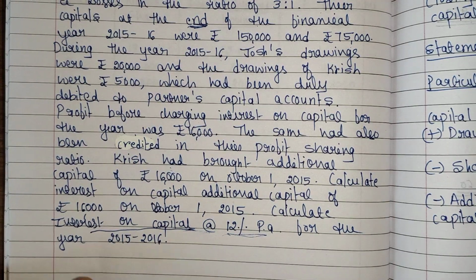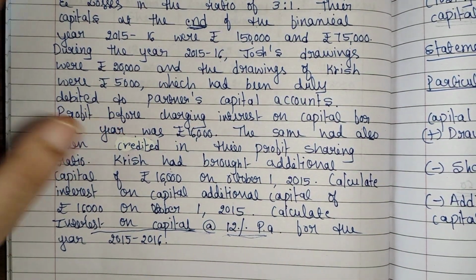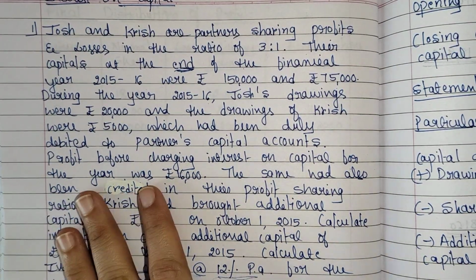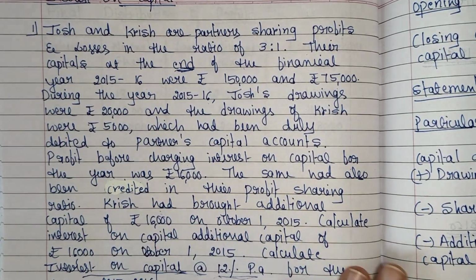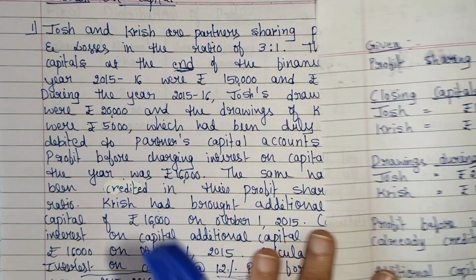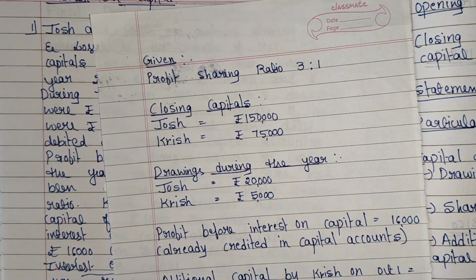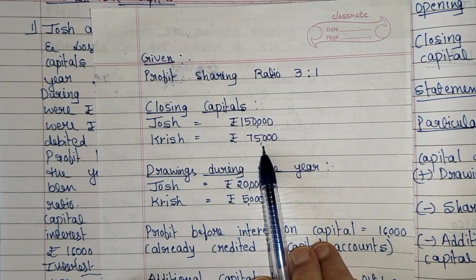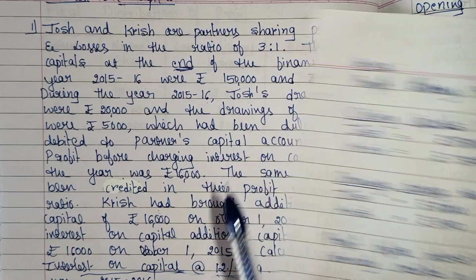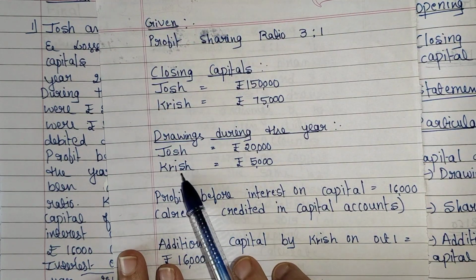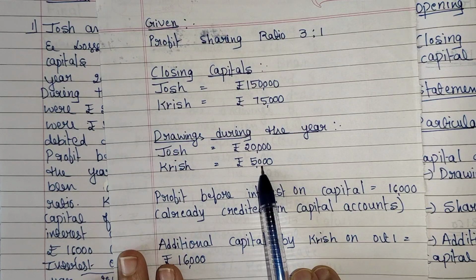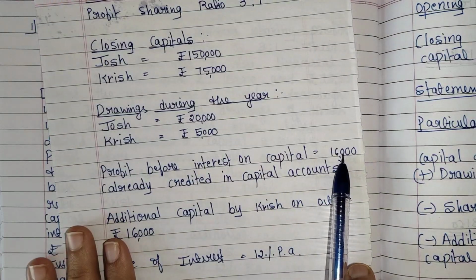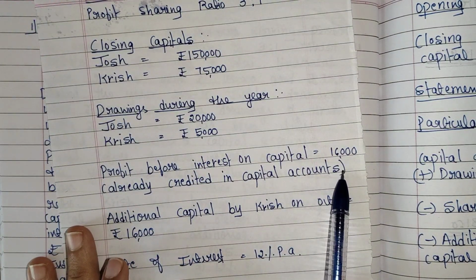Clear? Now what is the first step? Before that, this problem looks very confusing, right? So first we need to write down the given information. First one, profit sharing ratio, 3:1. And now closing capitals: Josh 1,50,000, Krish 75,000. And drawings: Josh 20,000 and Krish 5,000. Now profit before charging interest on capital, 16,000, already credited in capital accounts.